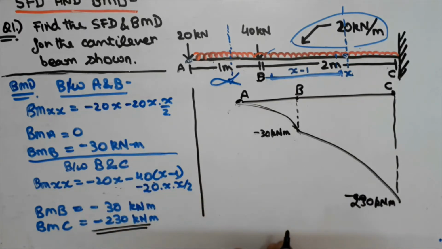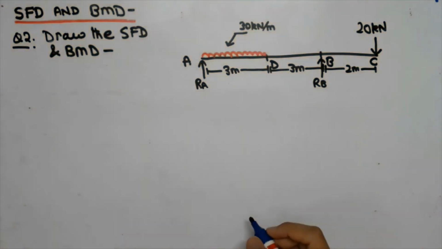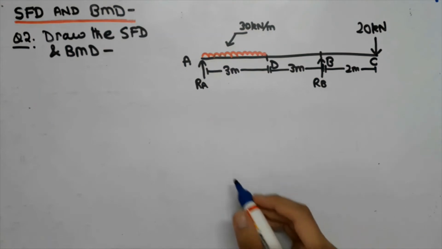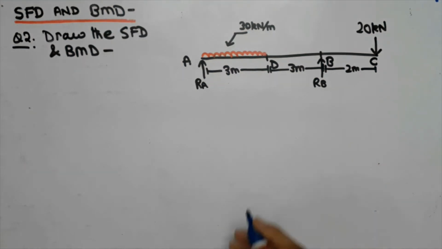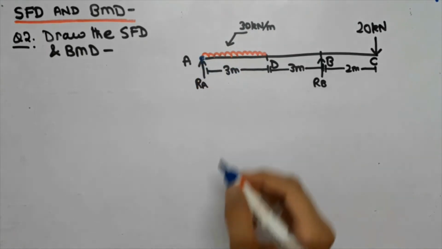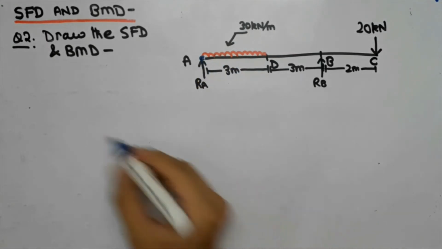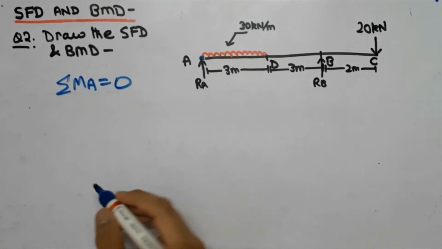So now we are going to do question number 2 in order to get a better hold on our concepts. Now guys, in question number 2, we have to draw the SFD and the BMD of the following beam. But before doing that, we have to find the value of RA and RB, which are the unknown forces. So we will find them by considering a point A and taking moments across it and equating it to 0.